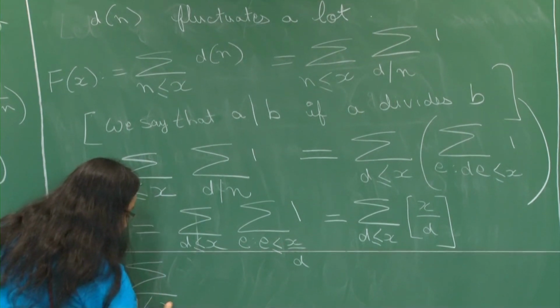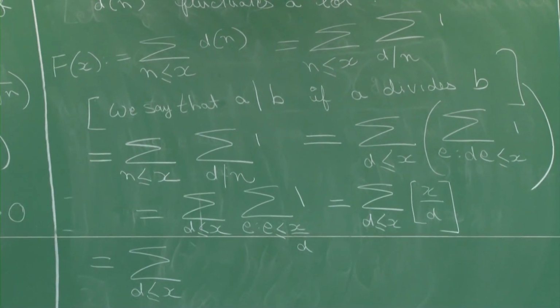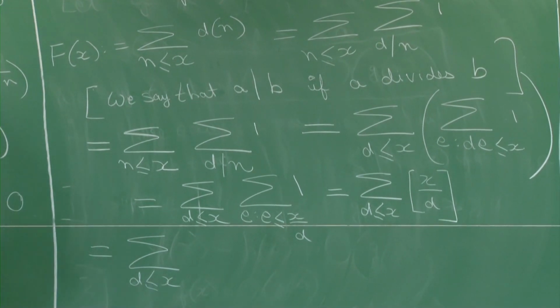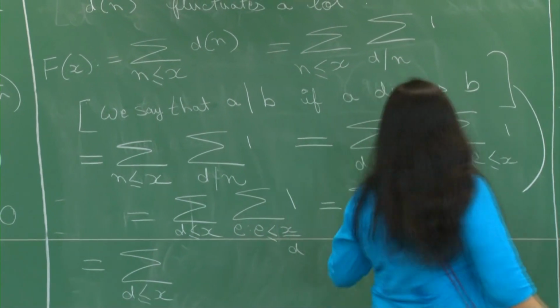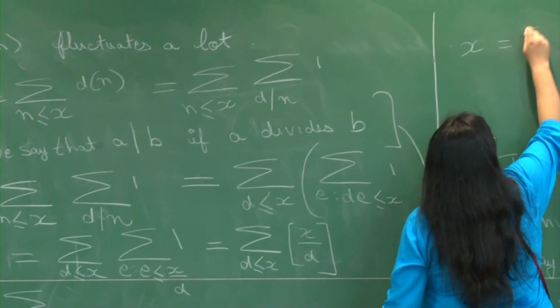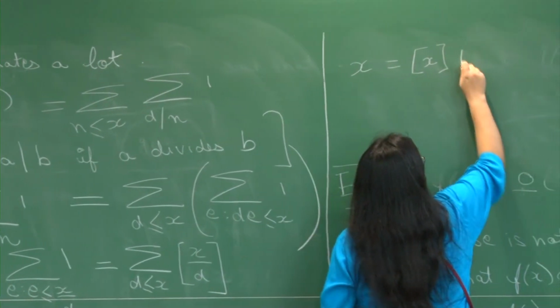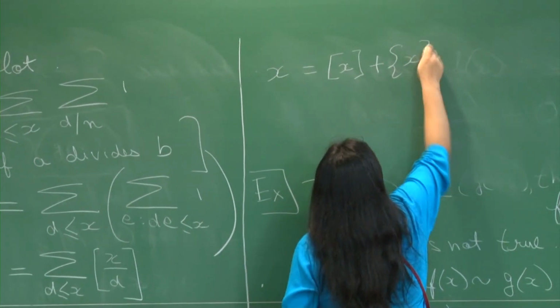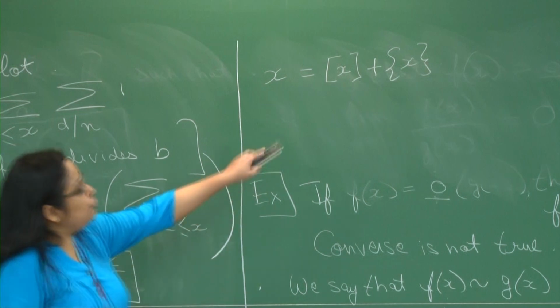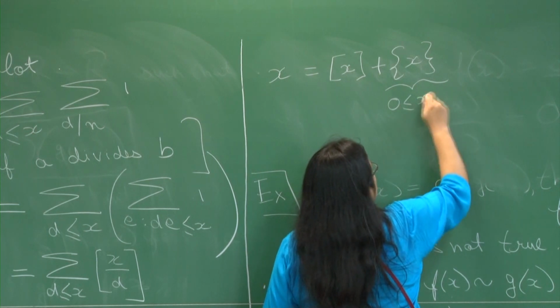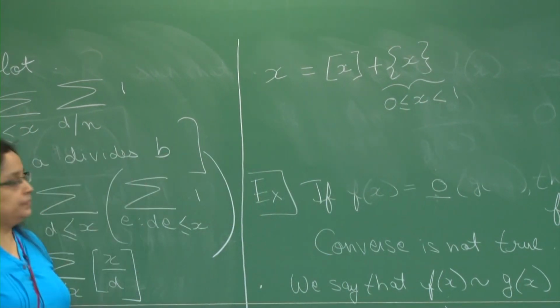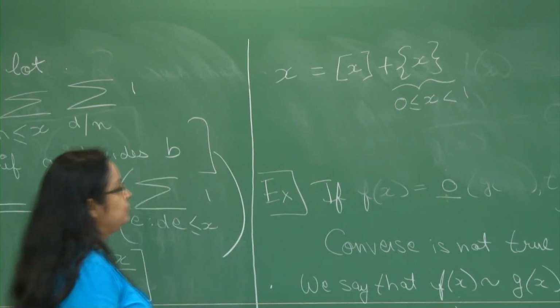So, we have this, and then we observe the following. The greatest integer function x by d. Notice here is a very basic but important fact that you learn. Suppose you have some real number, in this case positive, you can write this as the greatest integer of x plus the fractional part or the decimal part of x. And what do you know about the fractional part? It has to be strictly less than 1 and greater than or equal to 0.